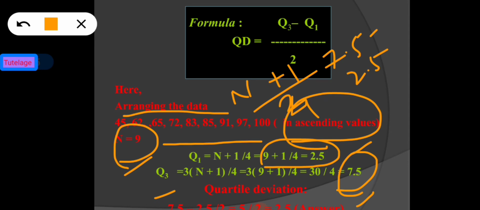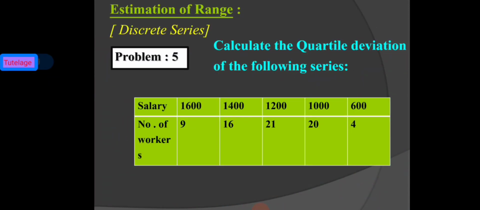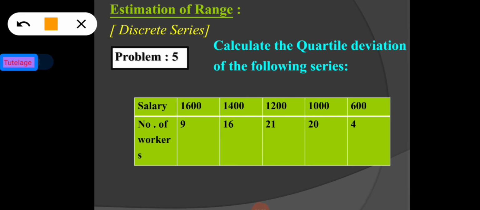Okay, so now going to the second problem, which is in discrete series. Okay, so problem number 5 is: calculate the quartile deviation of the following series. Salary 1600, 1400, 1200, 1000 and 600, and number of workers 9, 16, 21, 24. Okay, so now going to some steps.